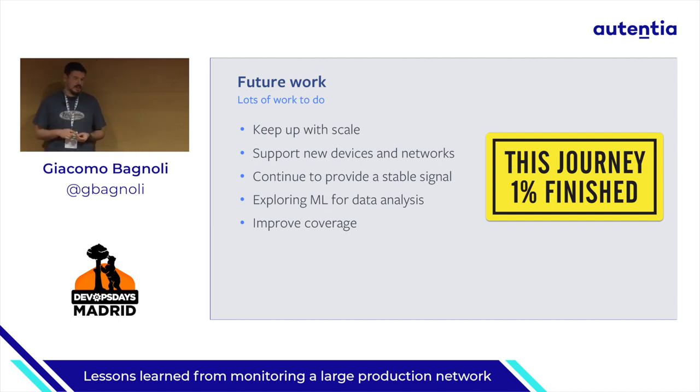Why we provide a stable signal. Most of the work right now is in regression testing. And of course, we're trying to do machine learning, because why not? We have lots of data. Most of the time we take a statistical approach, but we are exploring with data scientists whether we can use a more structured approach to infer things out of the data. This is a big topic for us. And we always struggle to improve coverage.